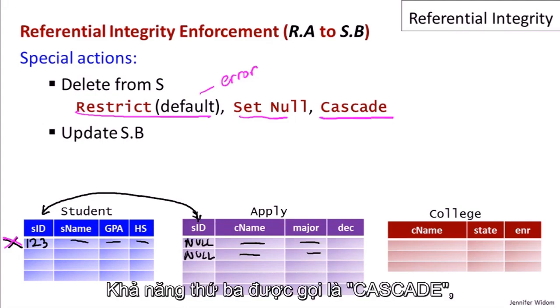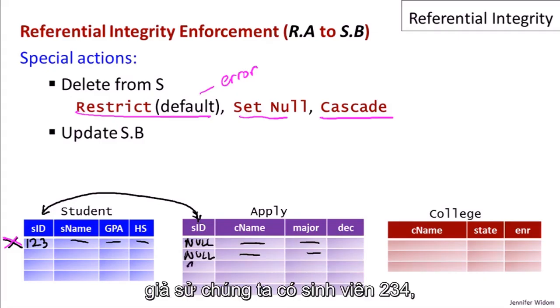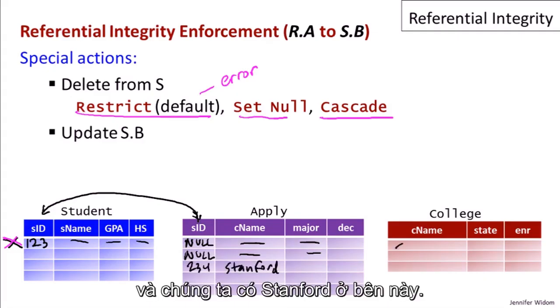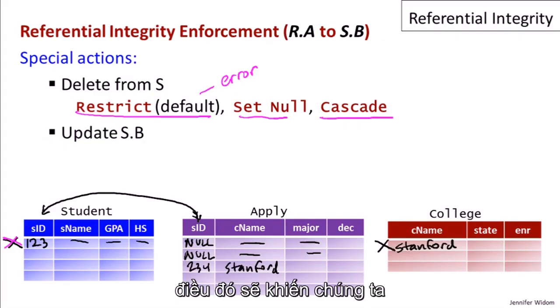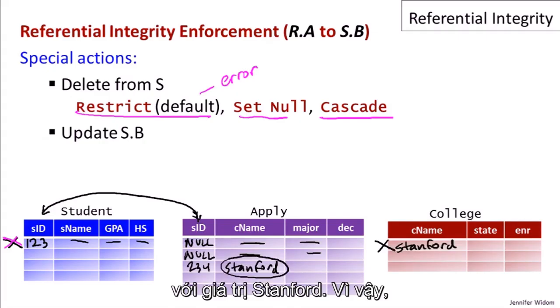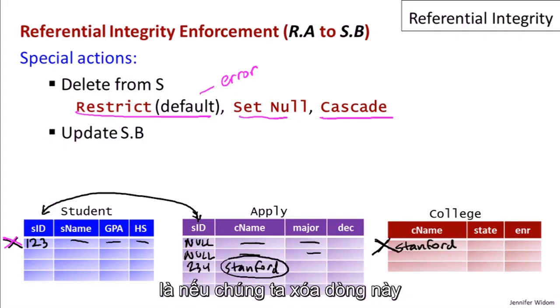The third possibility is what's called cascade. So let's set up a little more data. Let's say we have 2, 3, 4 who's applied to Stanford, and we have Stanford over here. And now let's say that we again delete this tuple, so that would leave us with a referential integrity constraint violation here with this Stanford value. So what cascade says for the on delete case is that if we delete this tuple, then we'll simply delete any tuple that has a referencing value. So this tuple will be deleted as well.